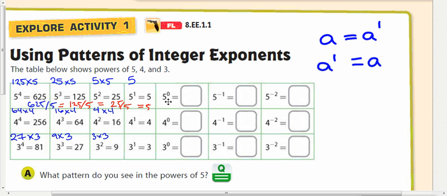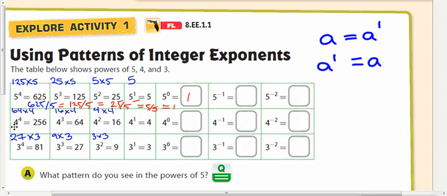Now, most of us would assume that 5 to the 0 should be 0. But that's not accurate, because if we follow the same rules that we've been following, if I start with 5 to the first and I go to 5 to the 0, I need to divide by 5. So if I take 5 and I divide it by 5, I don't get 0, I get 1. So if I do it the way that I've been practicing, then my answer to 5 to the 0 should be 1. So does this occur with the other numbers as well?